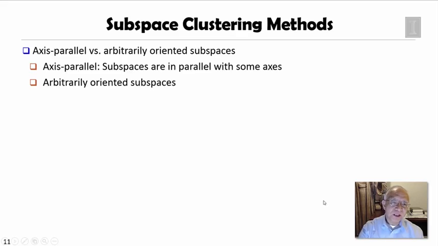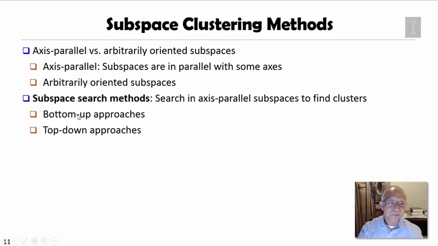Subspace clustering methods, in general, can be divided into axis-parallel versus arbitrarily oriented subspaces. Okay. Axis-parallel means the subspaces we're going to search are parallel with some axis, like parallel with the x-axis, y-axis, z-axis, or their combination like the x-y plane. Arbitrarily oriented subspaces means the real cluster could be not aligned with x and y, these kinds of planes, but is tilted in some way, and you may be able to do some transformation.